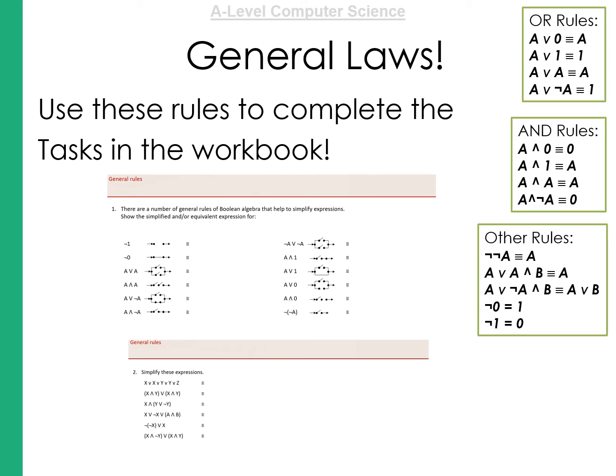Now, just a note on the other rules at the bottom, you can see in the other rules we've got rules such as A or A and B equals A, and A or not A and B is the same as saying A or B. Just a little bit different rules. I want you to try completing the workbook now, and we'll have a look at the answers.